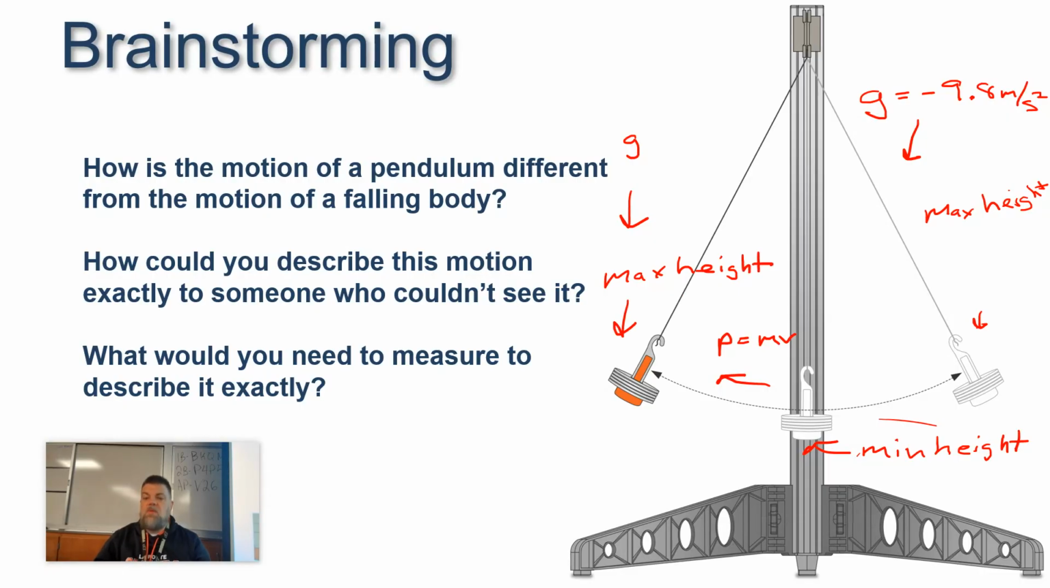So in free fall, we shoot something up in the air, gravity pulls it down, and it comes back down. Starts in one place, goes to a max, and comes back down. On a pendulum, you start at the max, come down, gravity pulls you back up to the max. That's because of the tension in the cable, right?